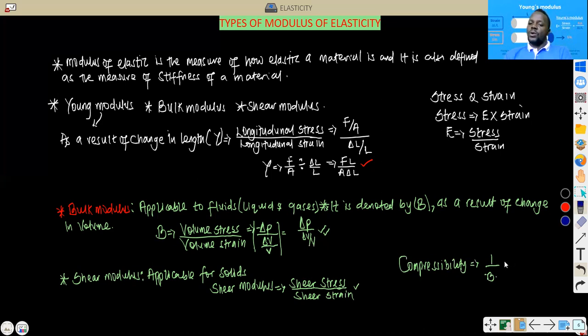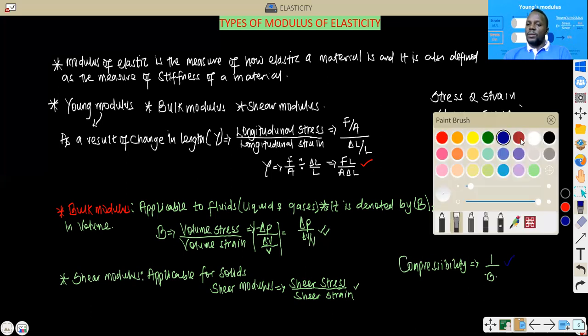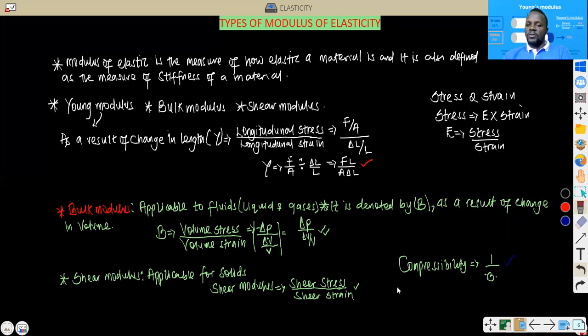So next time you have questions that are asking you about the compressibility of a material, just keep it at the back of your mind that it is what? The inverse relationship of bulk modulus. So if they ask you what is the compressibility of a material, what you need to calculate is the bulk modulus of that substance in numericals, then go for the inverse or reciprocal, the way you might call it. So guys, be careful about this. Don't make silly mistakes when it comes to numericals.